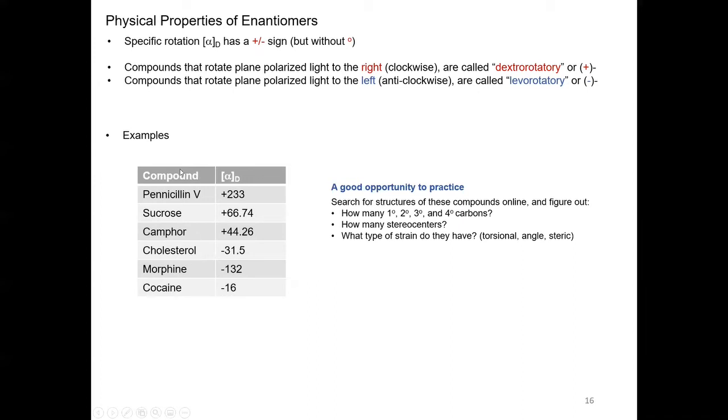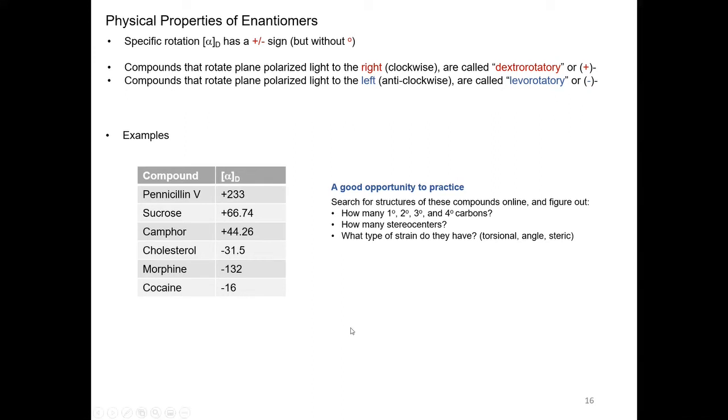Many of them are very, very complex structures, and you can figure out how many primary, secondary, tertiary, and quaternary carbons are in each of them, and how many stereocenters, all these carbons with 4 different substituents, and what type of strain. We just learned the definitions of torsional strain, angle strain, and steric strain. So do they have all of them or any of them?